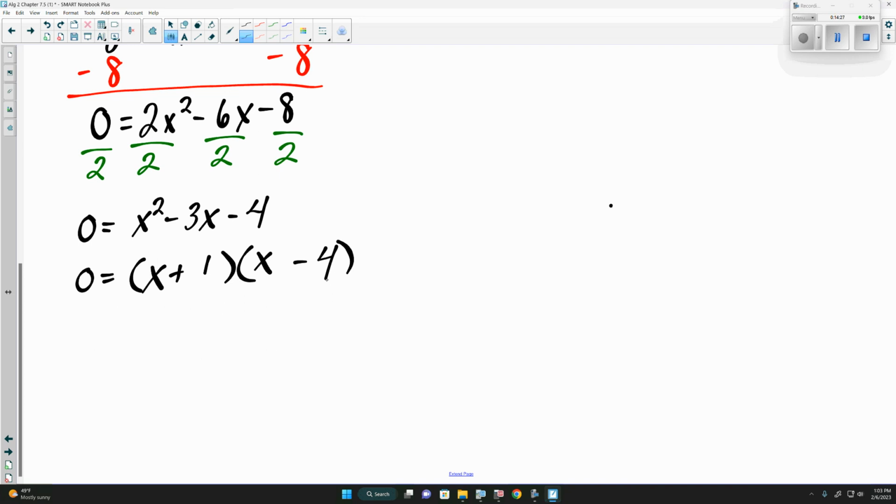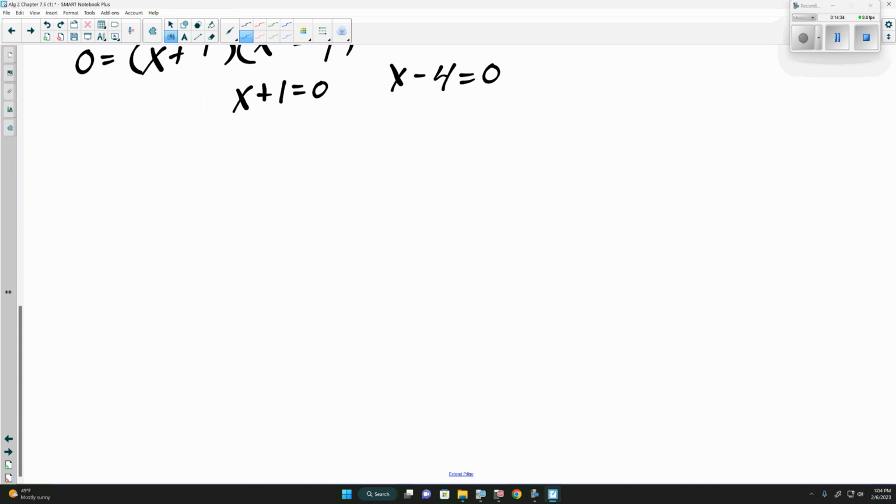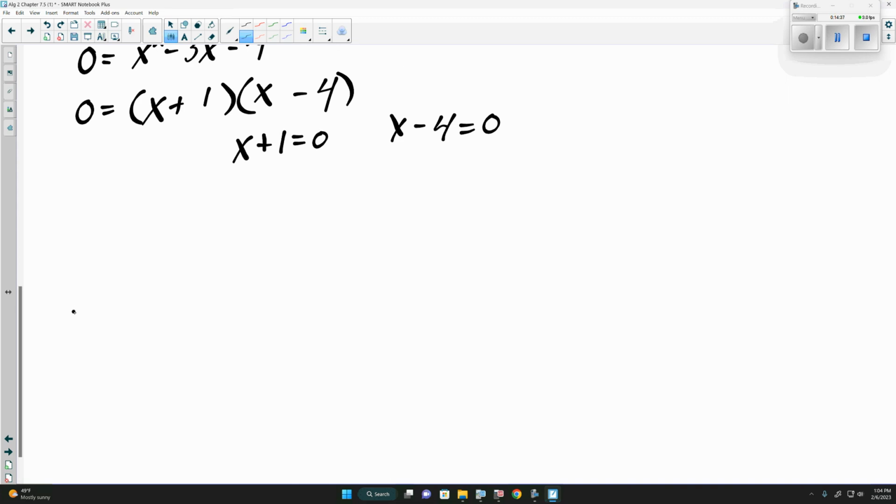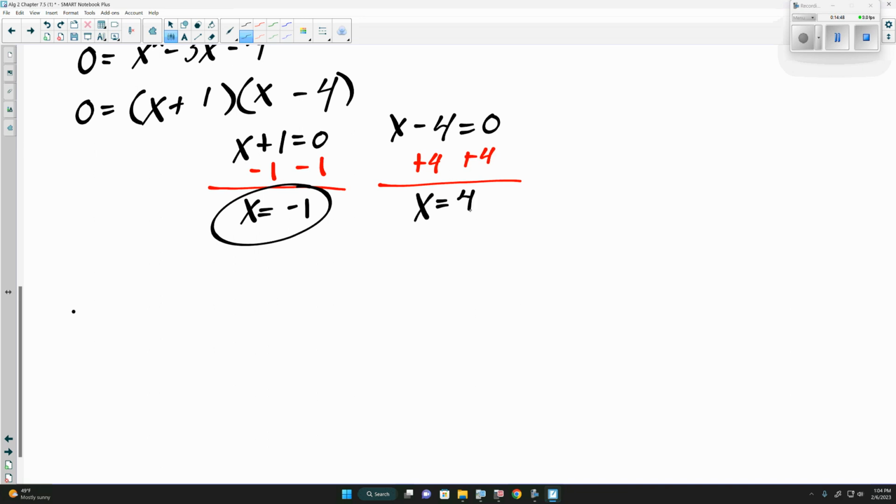Now we have 2 things multiplied together to equal 0, so one of them must be 0. So for the first one here, we can subtract 1 from both sides, telling us x is negative 1. Here we can add 4 to both sides, telling us x is equal to 4. And that's it.